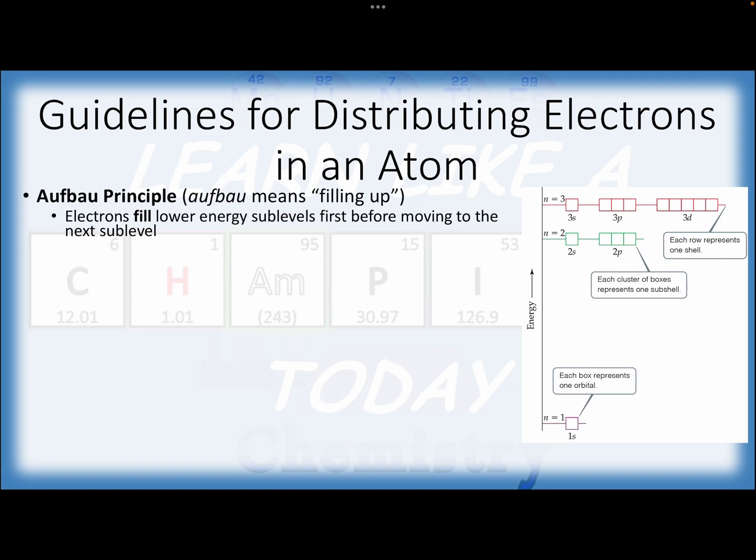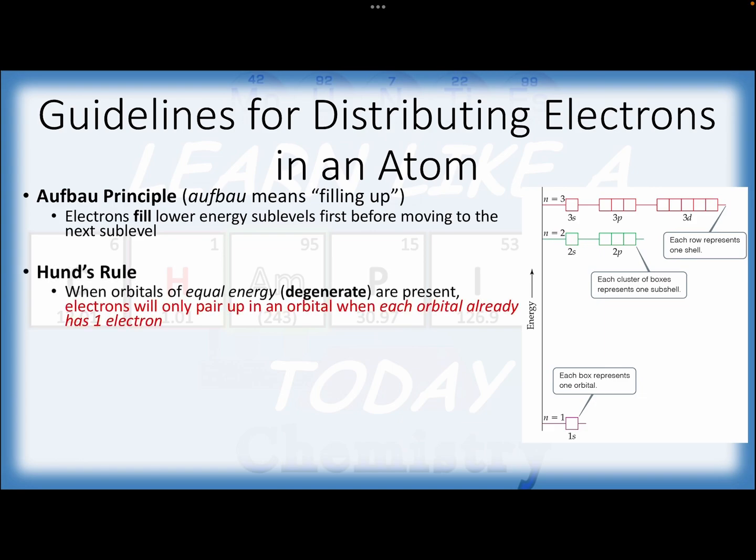And so just like if you remember playing the game Connect 4 as a child, when you drop a piece in, it falls to the lowest open position. And then when you drop the next one in, if that lowest position is filled, then it goes to the next open position. Electrons do the same thing.